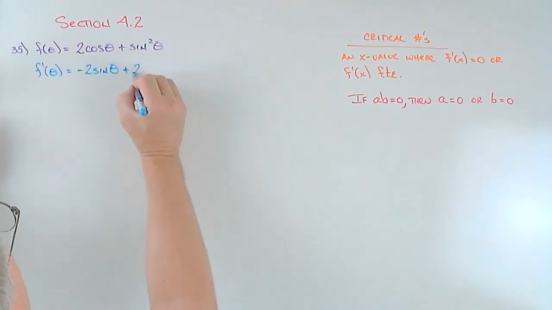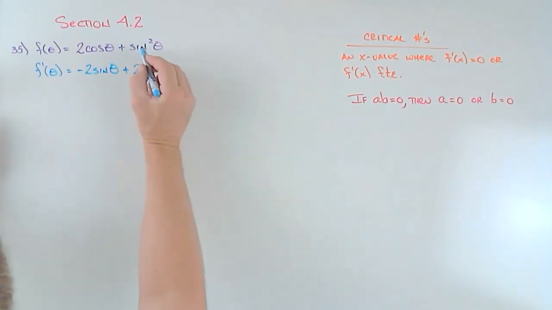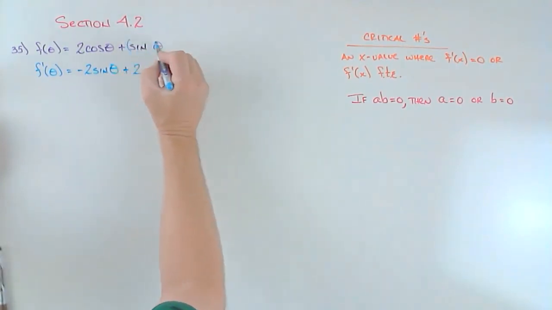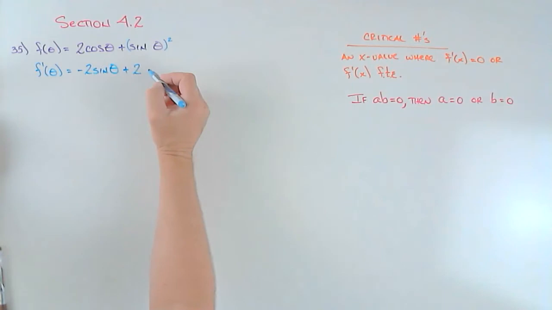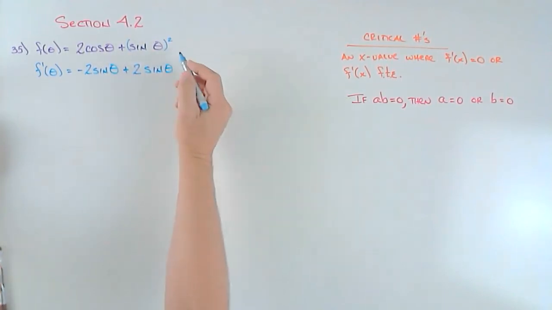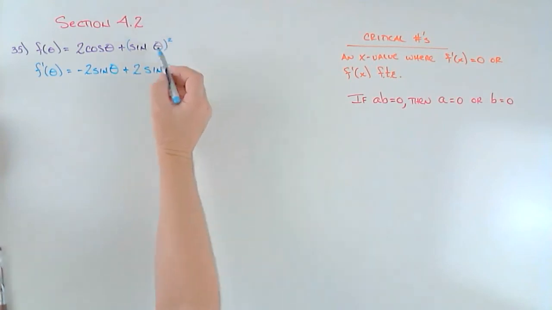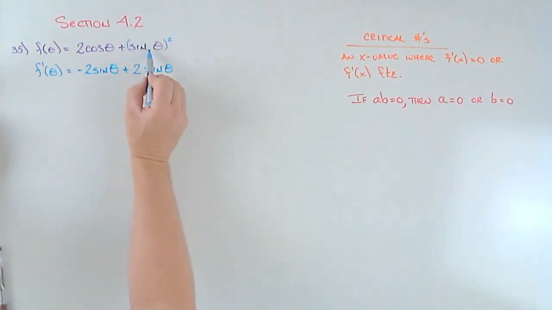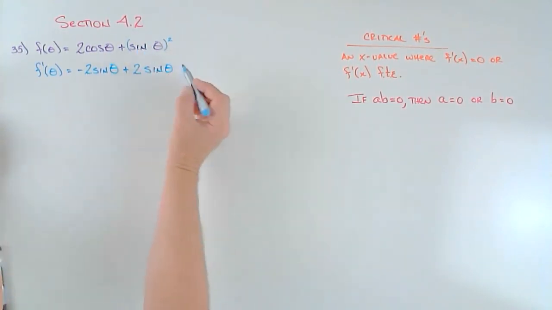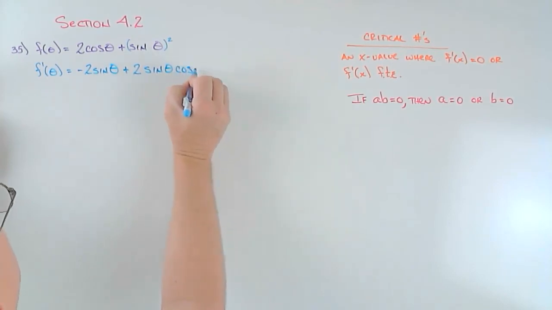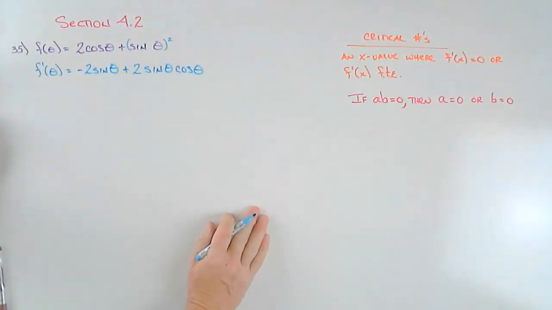Down is going to come the 2. This is squared, right? This is really sine theta squared. So down comes the exponent. We have sine theta to the first power now, because we take away 1, and we multiply by the derivative of what's inside. Sine's inside, the derivative of sine is cosine. So this is our derivative, negative 2 sine theta plus 2 sine theta cosine theta.